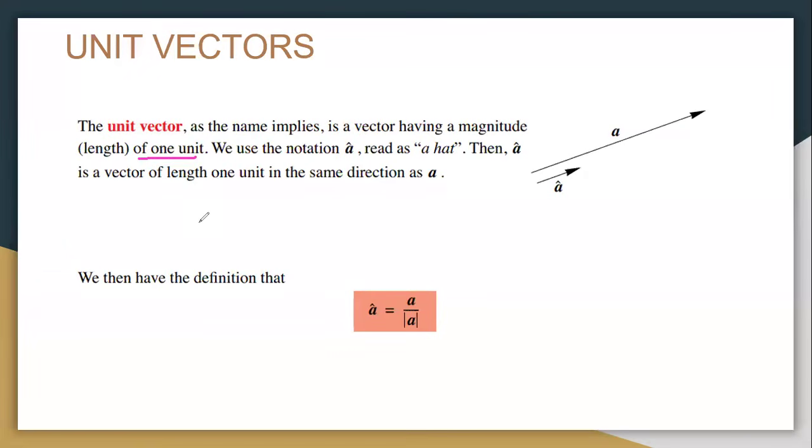However, how do we represent a unit vector? We get a vector and then we put a hat. So we read this as A hat. When they say A hat, they mean unit vector. In case it is D hat, it still means a unit vector.